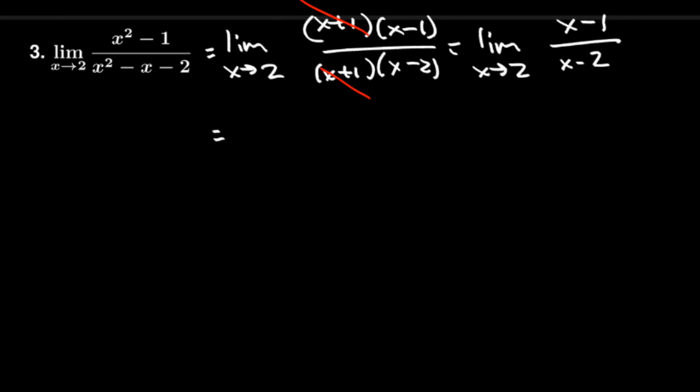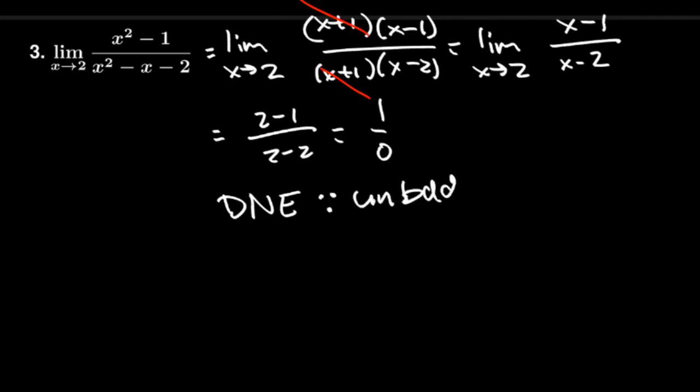This equals, let's directly substitute, 2 minus 1 over 2 minus 2. That equals 1 over 0. So this actually would be undefined. Or not undefined, the limit does not exist. And whenever you say DNE, you have to have a reason. So here, the reason is actually, I'll just put it on here, unbounded.